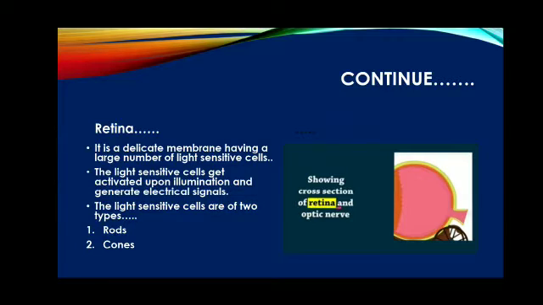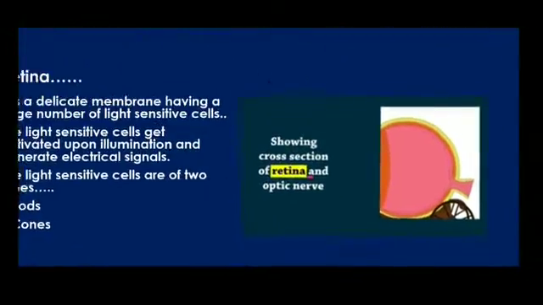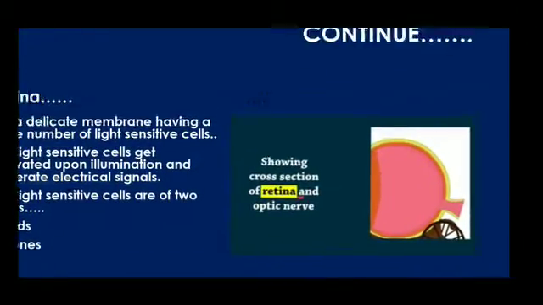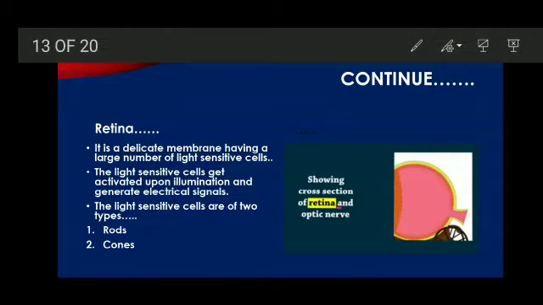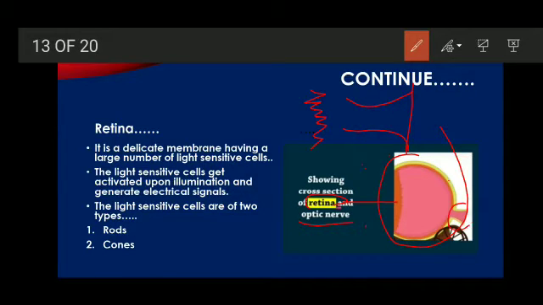But first of all, we have to understand what is the optic nerve and what is the retina. In this figure you can see this diagram. In this diagram, what is the retina and what is the optic nerve? This zigzag line is known as the retina, and this shaped organ over here is known as the optic nerve.